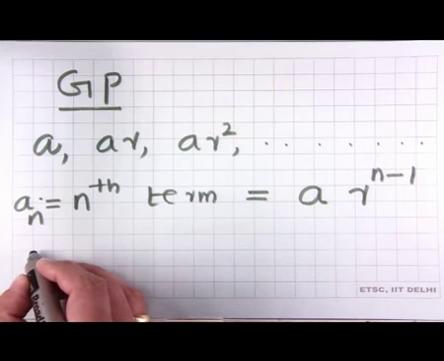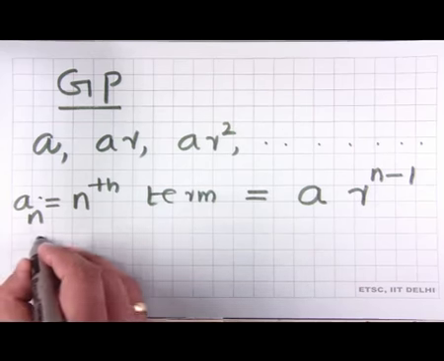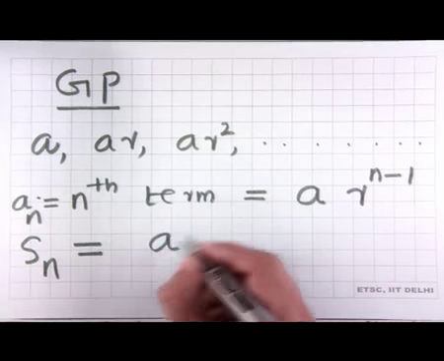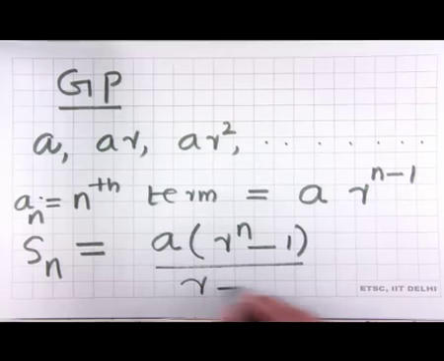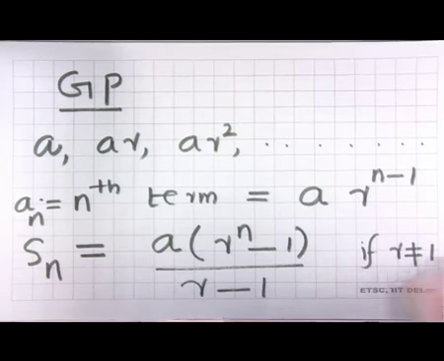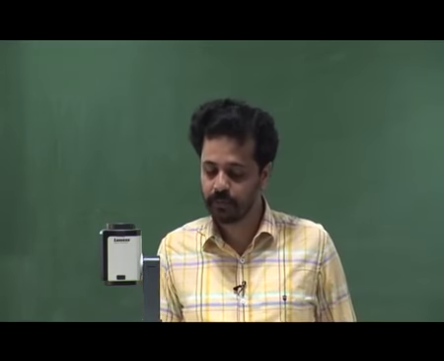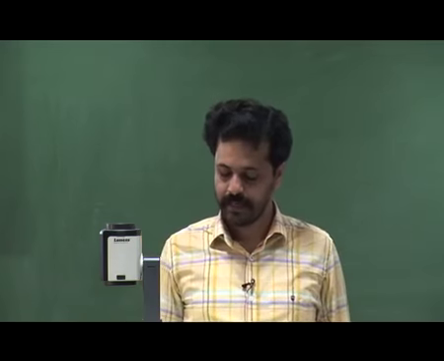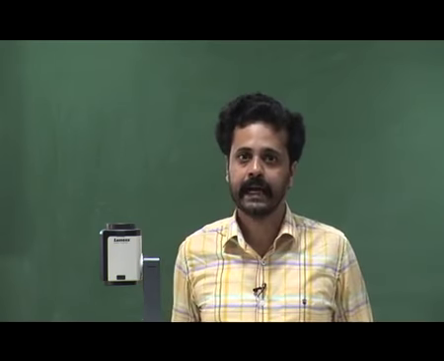Further, the sum of first n terms of this GP has the formula Sn is equal to A into R power n minus 1 by R minus 1 if R is not equal to 1. If R is equal to 1, the GP reduces to a constant sequence A, and so on. Hence, sum of first n terms will be n times A.